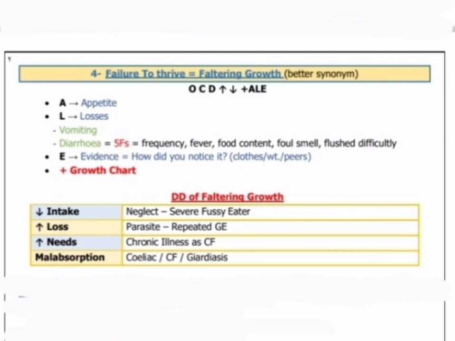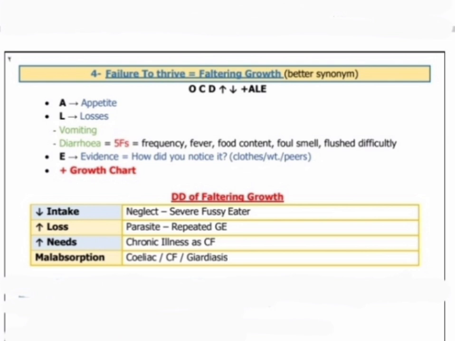Now the differential diagnosis of faltering growth. So when the chief complaint is faltering growth, in history we make a list of differential diagnoses, and by that we can easily reach the diagnosis. First of all, decreased intake, like a neglect case or a severe fussy eater. So the mother can give you a history like neglect, for example that she is busy with work and can't see the child properly. Severe fussy eater, like the child cannot eat, he does not want to eat.